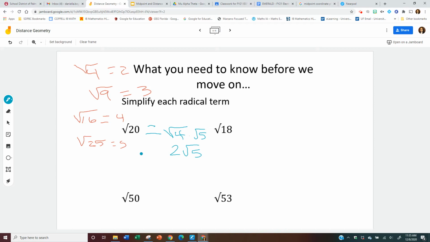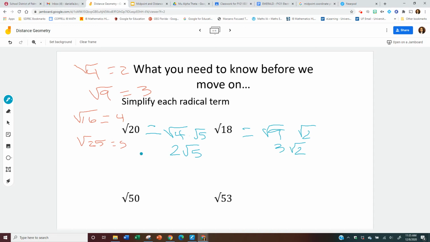Okay, let's try square root of 18. I'm looking over here to see what numbers go into it. 4 doesn't go into 18, but 9 does, right? 9 times 2 is 18, so the square root of 18 is the same as the square root of 9 times the square root of 2. The square root of 9 is 3, so this simplifies to 3 radical 2, because radical 2 does not simplify.